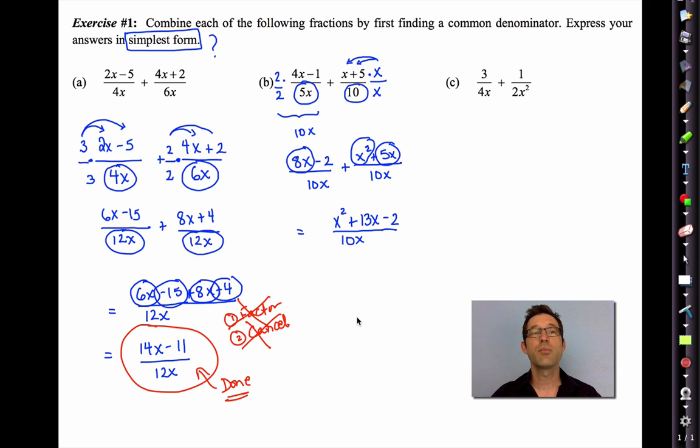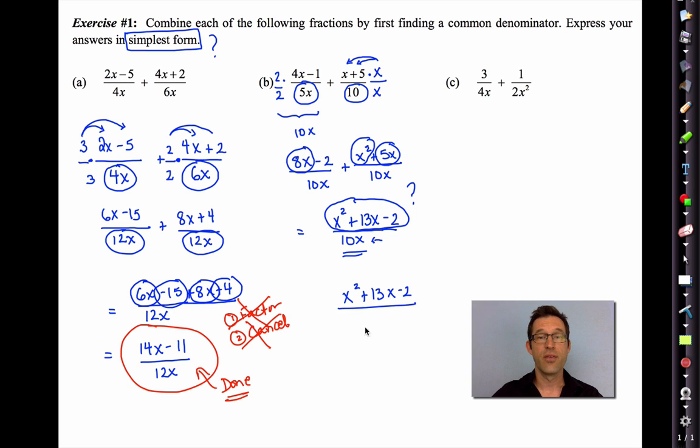Again, the question becomes, can we simplify that? Now, one thing that's wonderful is that the denominator is already factored, right? That's 10 times x. There's nothing I need to do to that. The only question is, can I factor that numerator? Take a moment and think about it for a bit. All right, you can't factor that. And since you can't factor that, we're done. All right, this is my final answer.